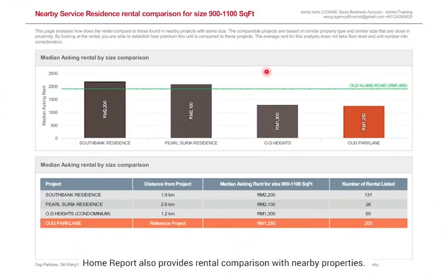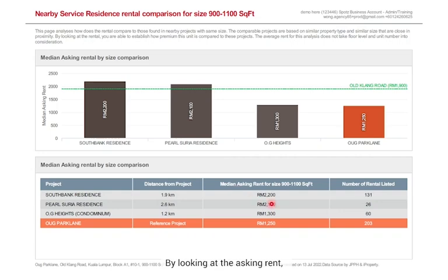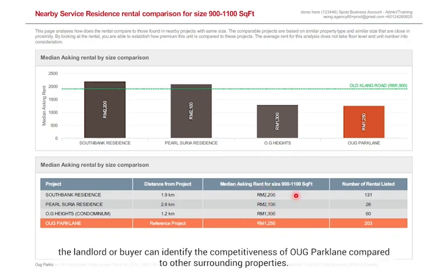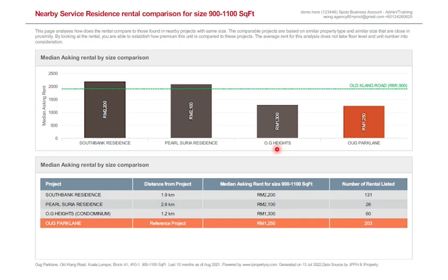Like the earlier section, Home Report also provides rental comparison with nearby properties. The comparison is based on units of similar property type and size within a 5-kilometer radius. Bear in mind, the average rent for this analysis does not take floor level and unit number into consideration. By looking at the asking rent, the landlord or buyer can identify the competitiveness of OUG Park Lane compared to other surrounding properties. As an agent, you can add value to your clients by equipping them with this rental information.